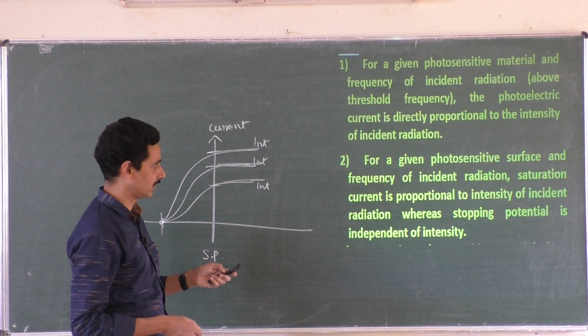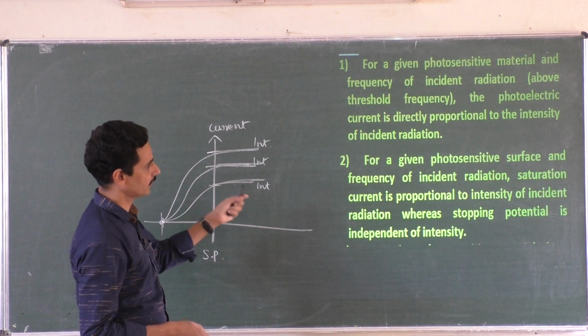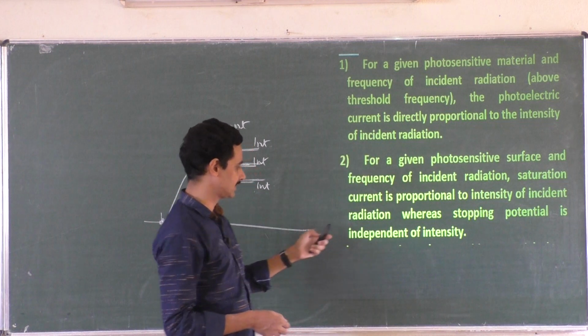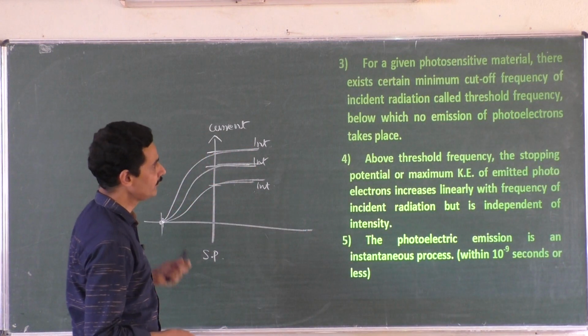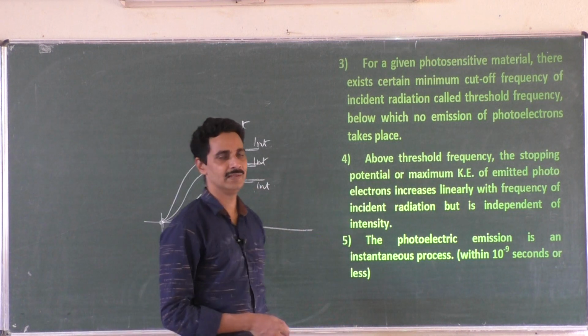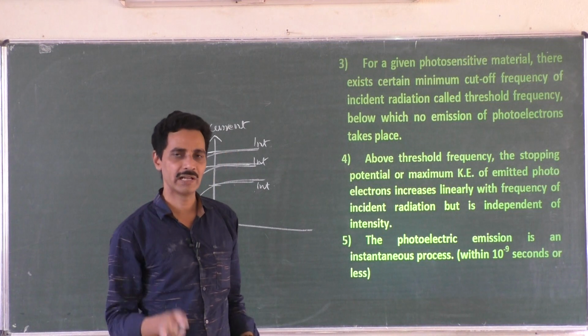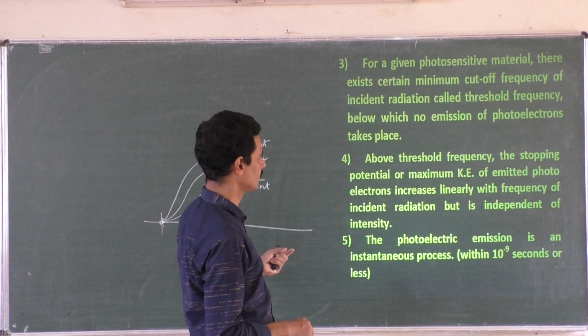What about the third one? So the first one you have followed, right? For a given frequency of incident radiation, the photoelectric current is directly proportional to intensity. Okay, then the second one is over. Then the third one: for a given photosensitive material, there exists a certain minimum cutoff frequency, above which only you will get photoelectric emission. Below which there is no photoelectric emission. That is called threshold frequency.